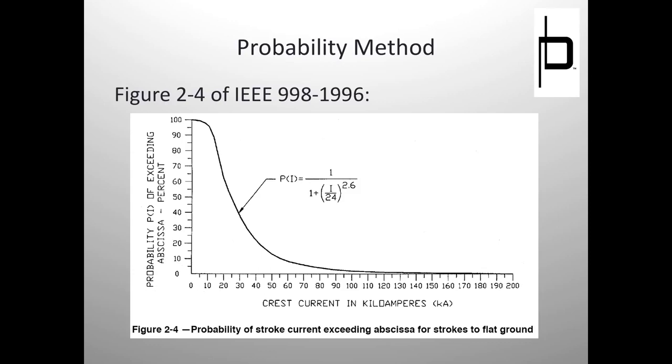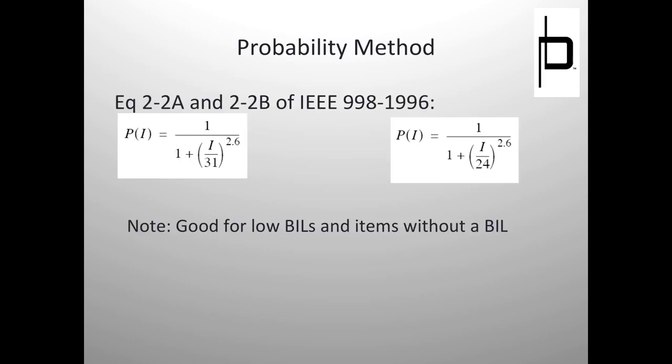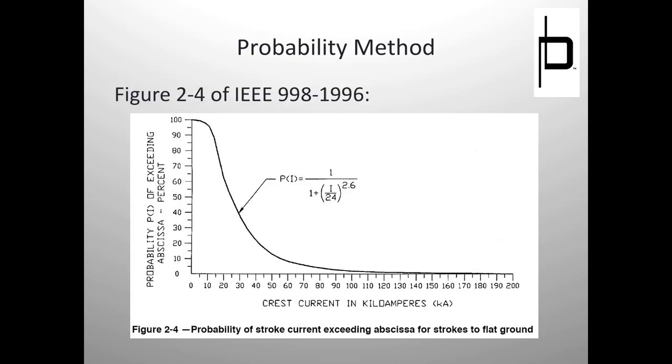Any questions about that? No. But these are the same probability formulas that we used earlier in the failure rate calculation, when we were trying to say, given any given strike, what are the chances that it's going to be this stroke current magnitude or larger?